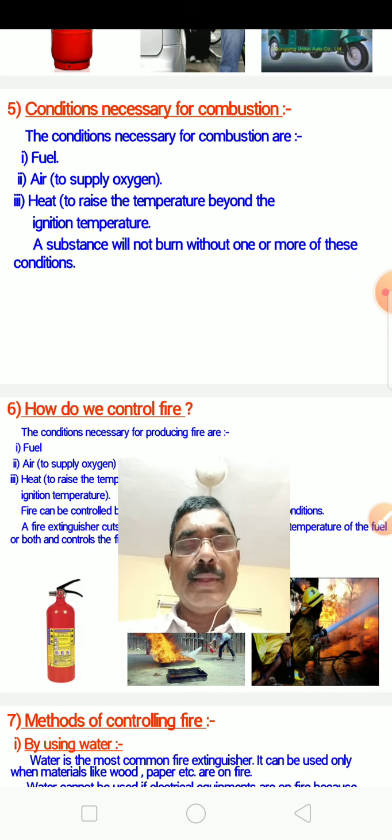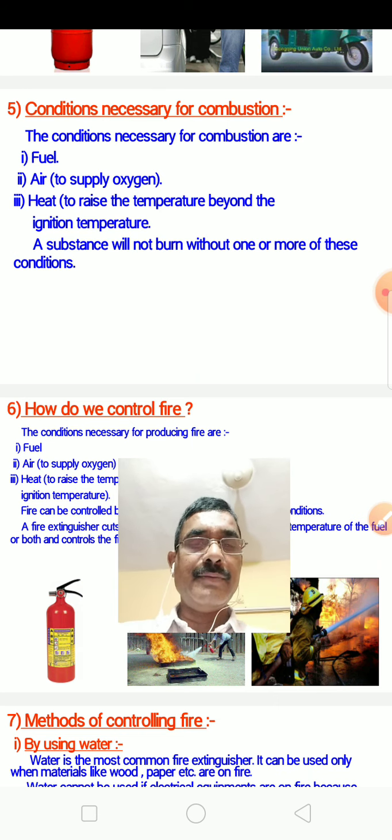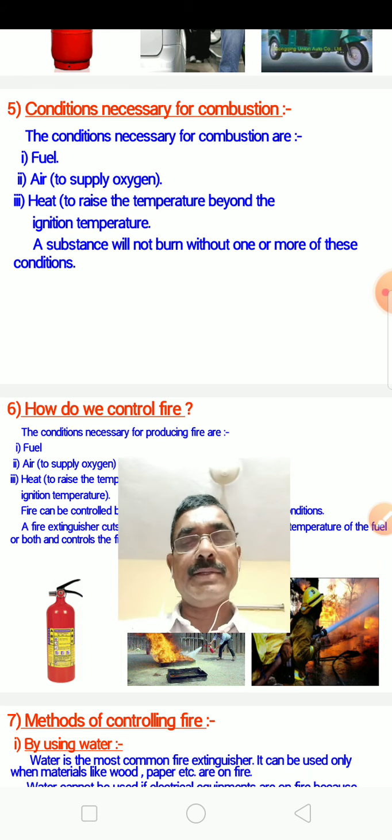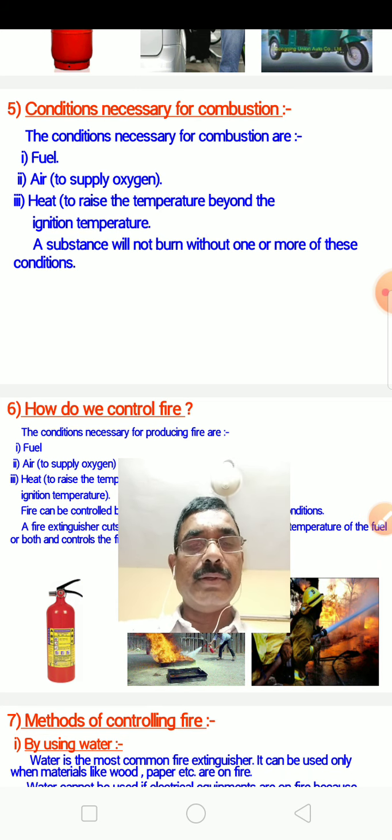One is availability of fuel, then availability of air or oxygen, or constant supply of air or oxygen, and the third one is the availability of heat, so that the ignition temperature is available for the fuel to burn. A substance will not burn without one or more of these conditions. So if any one of these conditions is not available, then there will be no combustion taking place. For example, if there is no air available, the substance will not burn or undergo combustion.